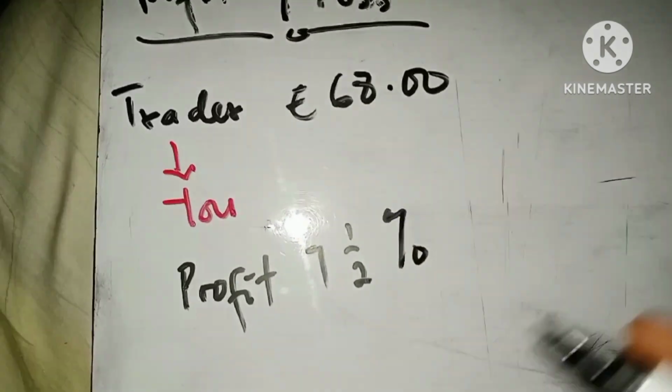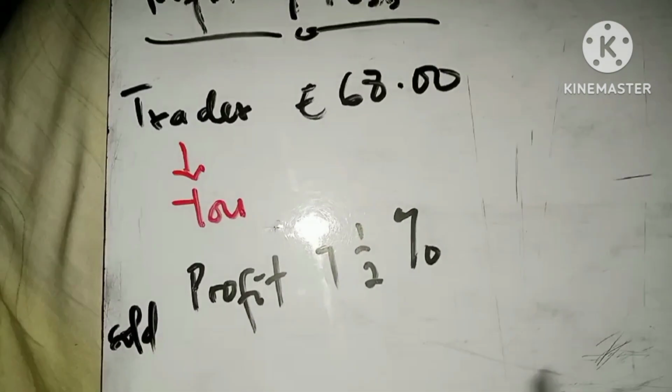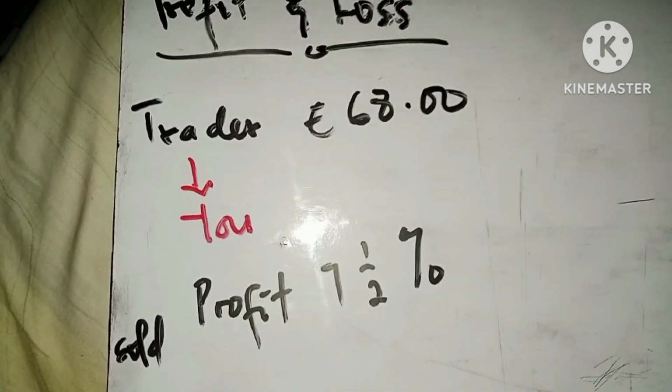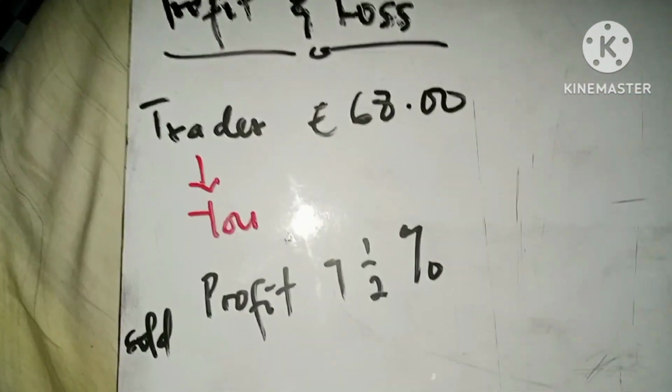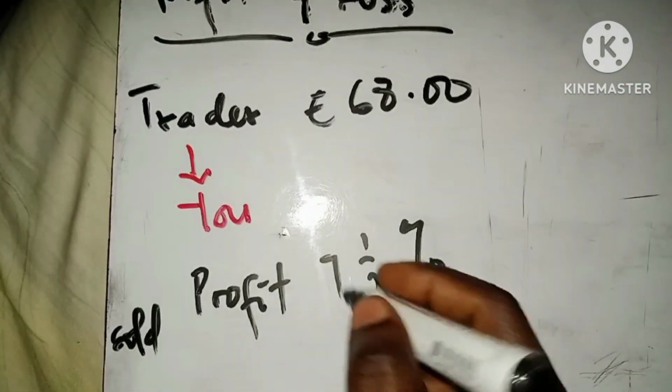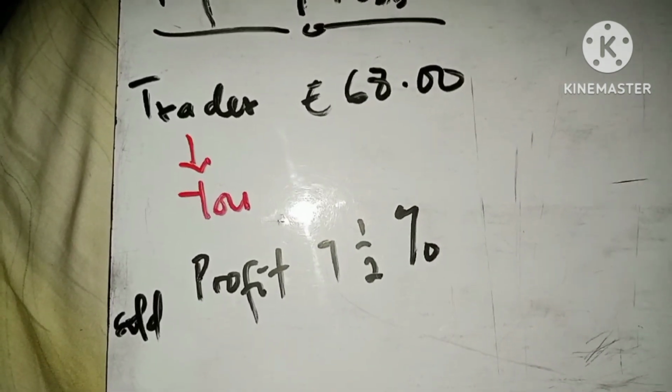So you sold it out as well. So this is a selling cost. Let's say sold it out. Don't worry, I'll write everything perfectly for you to see how best you can answer any questions related to profit and loss. Now you sold it out at a profit of 7.5%. Is that okay? Now what will happen?